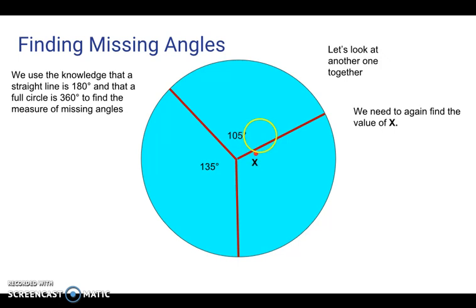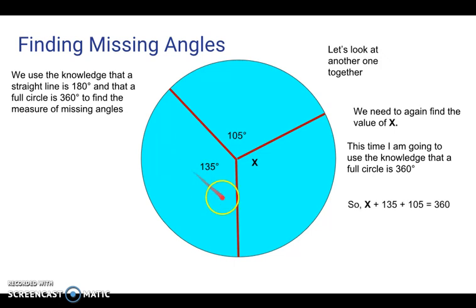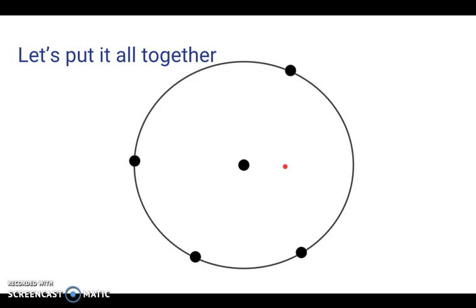So I'd say, what's 360 minus 105 minus 135? And after I do that, I see that this right here is going to be 120 degrees.